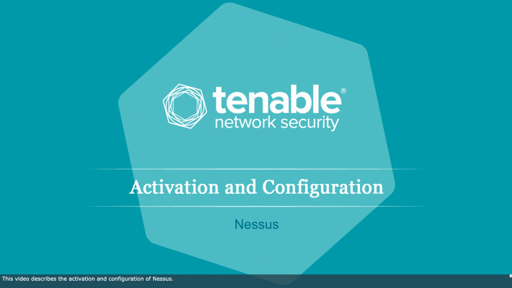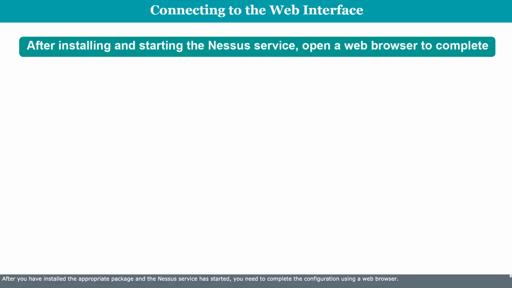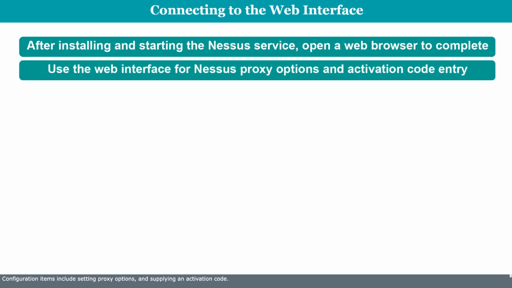This video describes the activation and configuration of Nessus. After you have installed the appropriate package and the Nessus service has started, you need to complete the configuration using a web browser. Perform initial Nessus configuration through the web interface. Configuration items include setting proxy options and supplying an activation code.